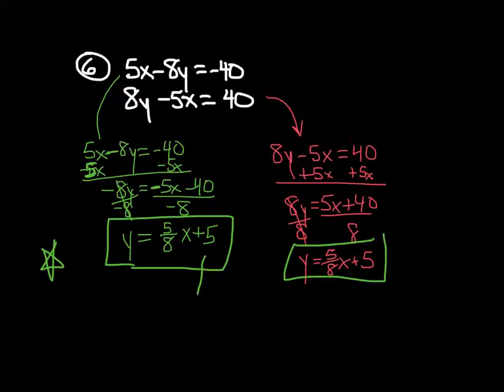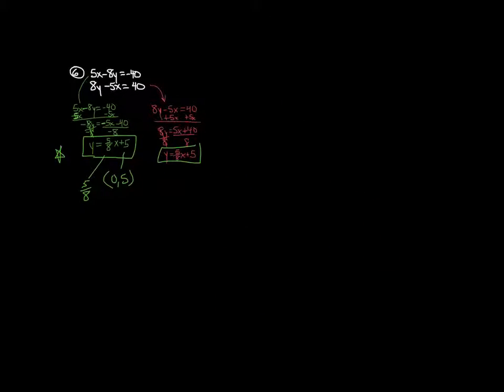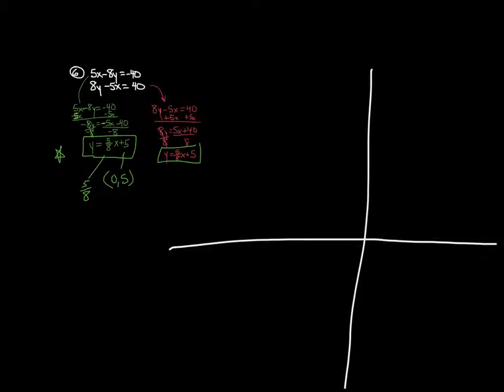So we know it goes through 0, 5, and we know its slope is 5 over 8. So we're going to rise 5 and then run 8. So if we're graphing this, we got our 0, 5, 1, 2, 3, 4, 5. And then we're going to rise 5 from that. Let's do this in a different color. Rise 5, 1, 2, 3, 4, 5, and then run 8. 1, 2, 3, 4, 5, 6, 7, 8.